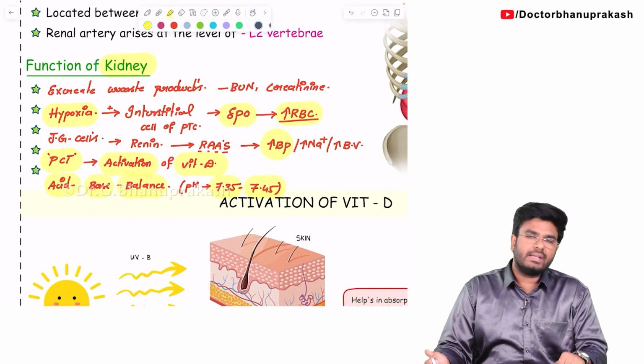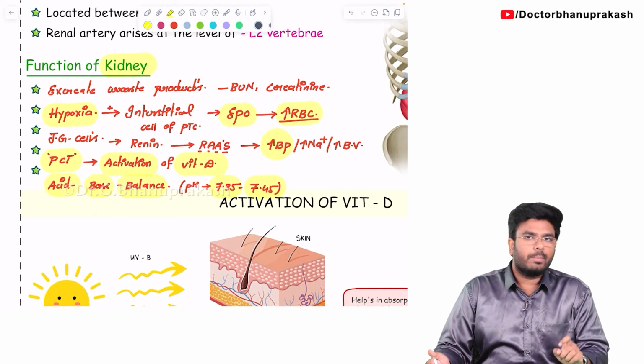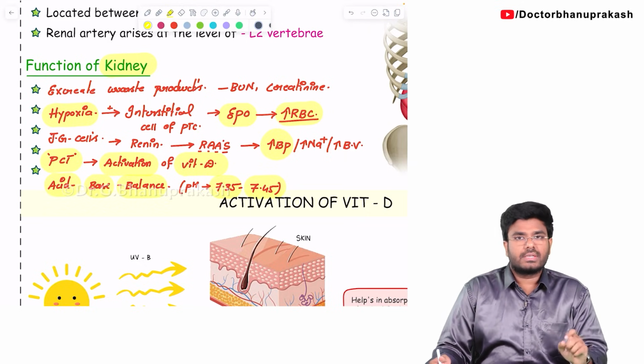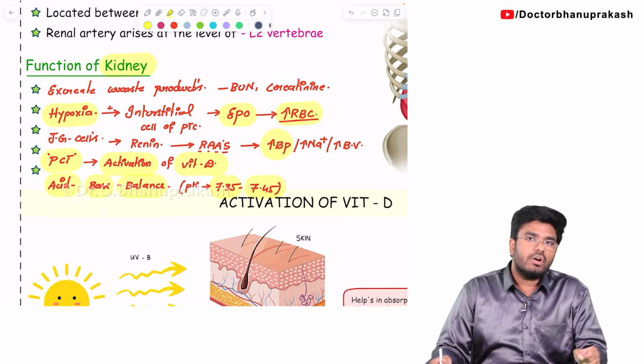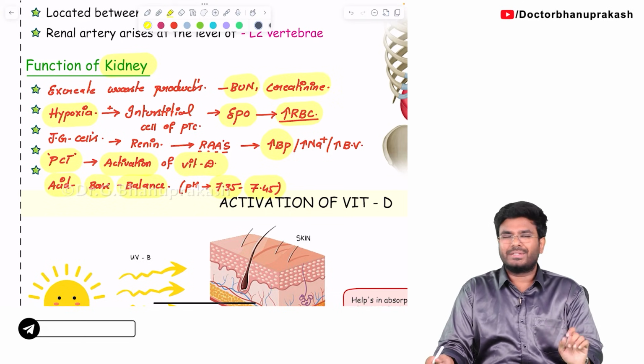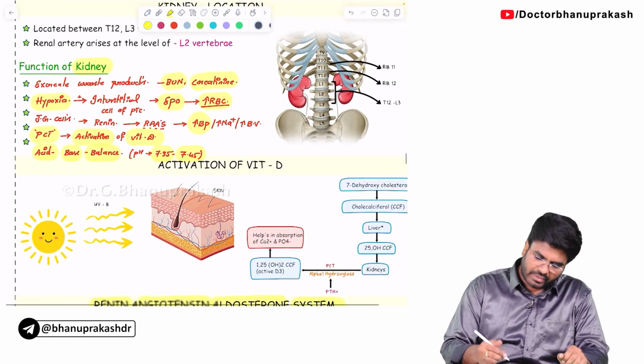So finally, what are all the important points you have to know here? Vitamin D activation occurs where? In the PCT. Acid-base balance with the help of kidneys. Next, the RAAS pathway with the help of JG cells. Erythropoietin is produced by interstitial cells of peritubular capillaries, and excretion of nitrogenous waste products like blood urea nitrogen and creatinine. Done.